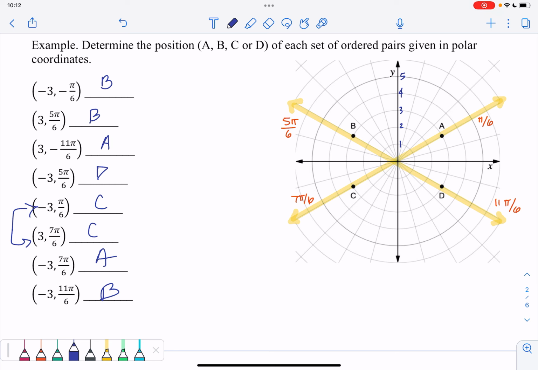So this shows us that we can have multiple sets of ordered pairs that correspond to the same point. Paying attention here, the third point down, negative 11 pi over 6, was our angle. That's different than r being negative. A negative angle just means I'm turning the other way, but once I get there, I am actually staying on that angle.